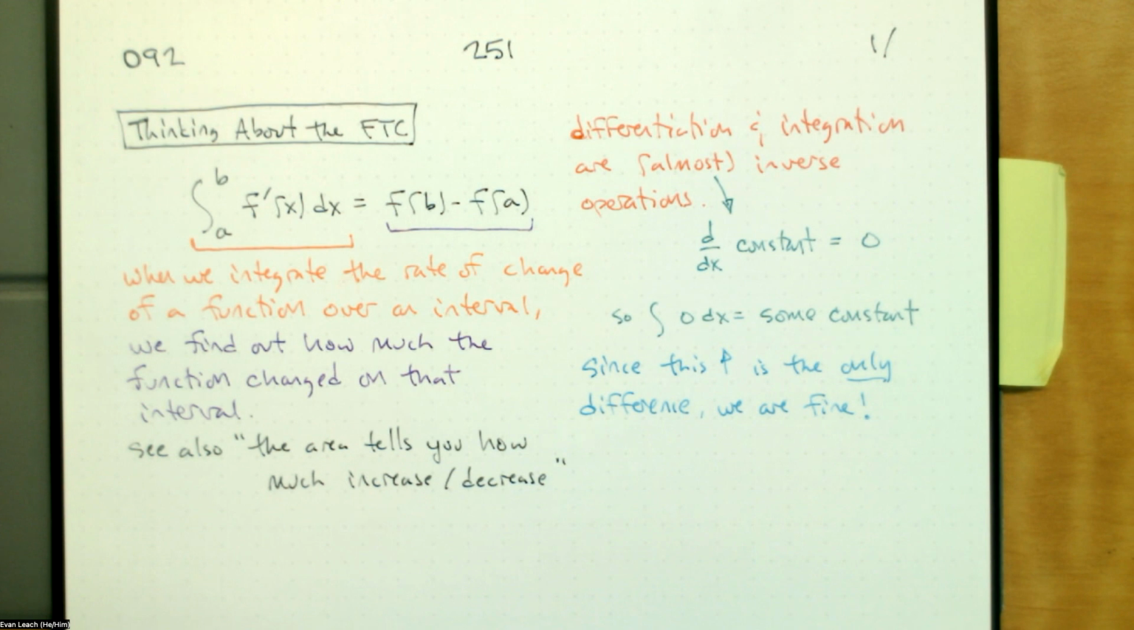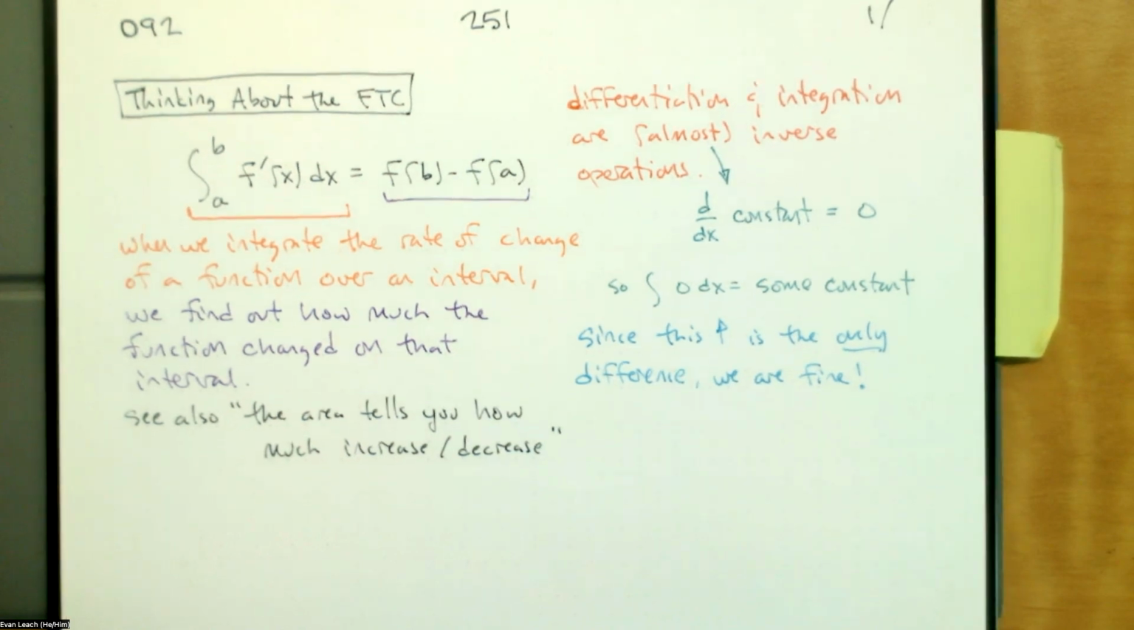So when we integrate the rate of change of a function over an interval, we find out how much the function changed on that interval. Let's look at an example of this happening. Let's get a function and its rate of change.